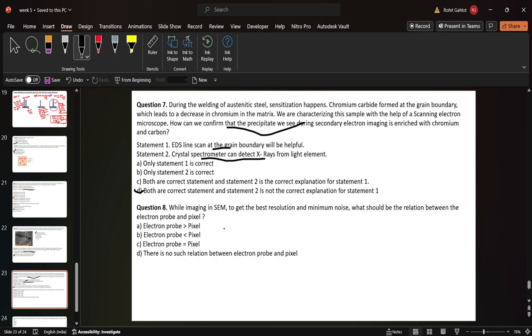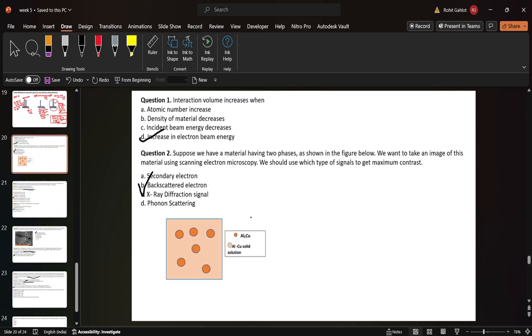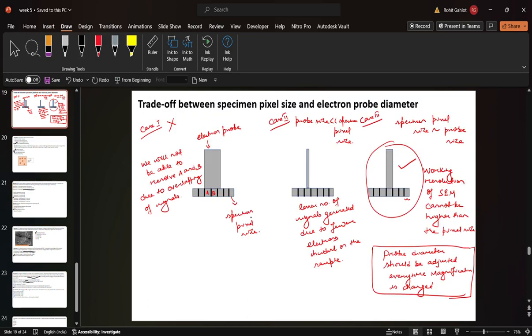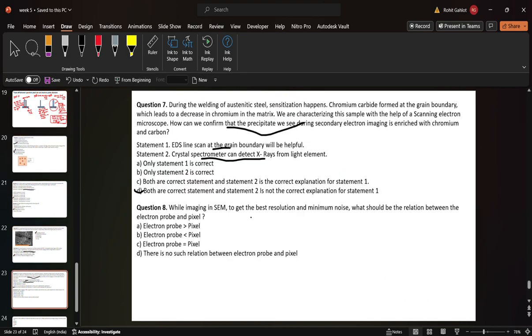While imaging in SEM, to get the best resolution and minimum noise, what should be the relation between the electron probe and this? I just discussed the trade-off, this 19th slide. So these should be more or less equal. If it is lesser, then it is a problem. If it is higher, then also it is a problem.